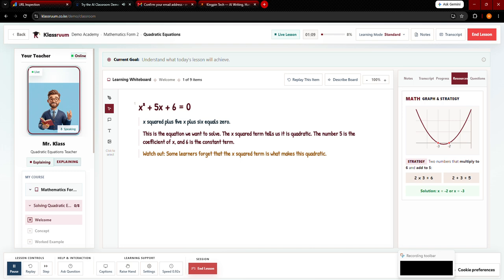Let us slow down for a moment here and look at this visual: quadratic standard form. Notice the details in the focus cue. Identify that a equals 1, b equals 5, and c equals 6 in our equation. Spend a moment reflecting on how this relates to our objectives.